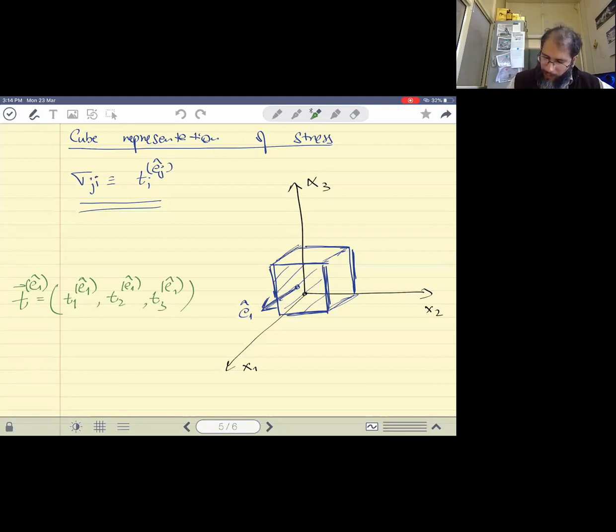On E1 hat. So what that means is, if I try to draw these three components, then one of the components is along E1 because it's the first component. And there's one component which is along E2, and there's one component which is along E3. So this is my T2 E1. This is T3 E1, and this is T1 E1.